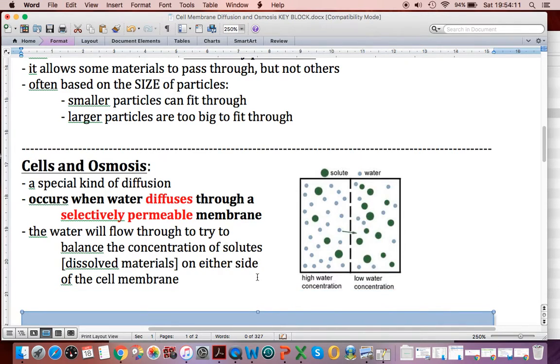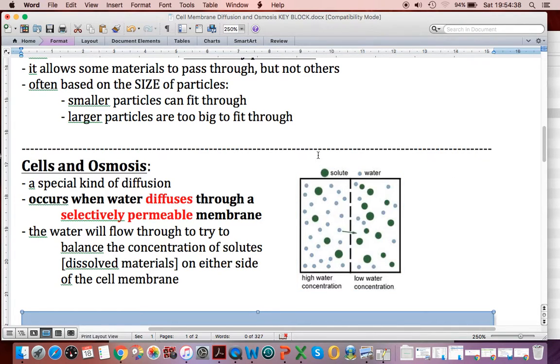And osmosis is a type of diffusion. It's a special kind of diffusion, and here is the definition. It's the diffusion of water through a selectively permeable membrane. And what we see in this diagram, on the left, we have a high water concentration, so that means we have a lot of water molecules here. On this side we don't have as many water molecules, so that's low water concentration.